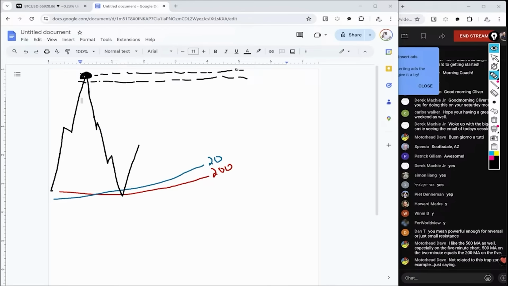Where did pain begin? Pain started for the longs. Pain started right there. Boom! They started feeling the pain if you were long. Where was the beginning of that pain? Where did the collapse start from? What's the origin point? That origin point is a zone, is an area.